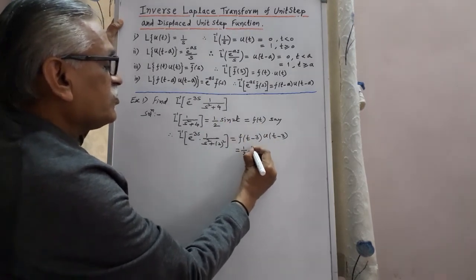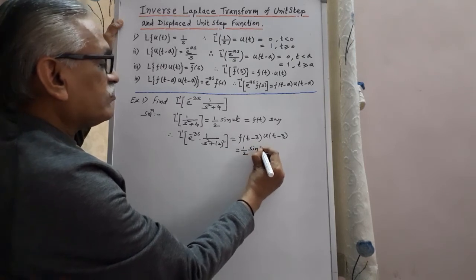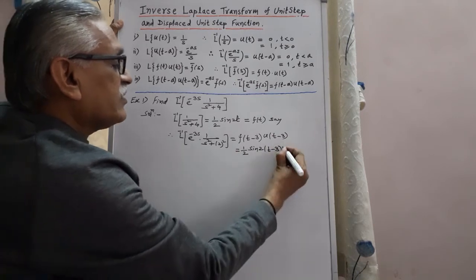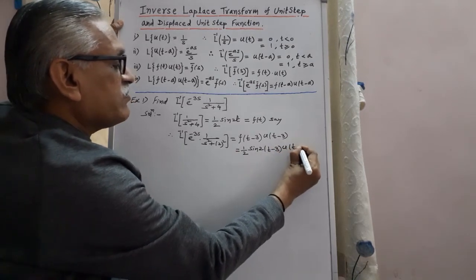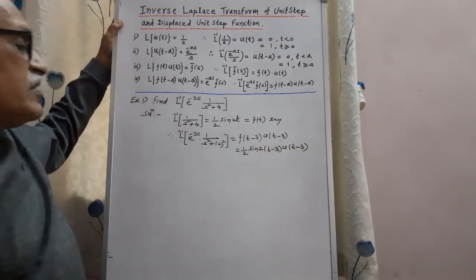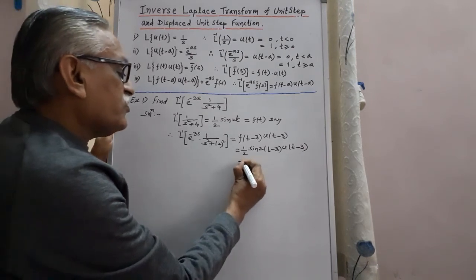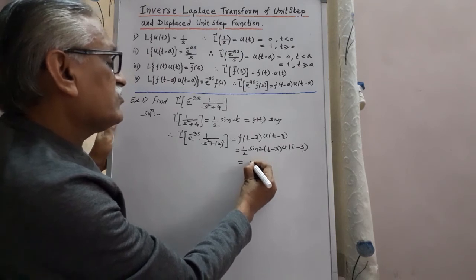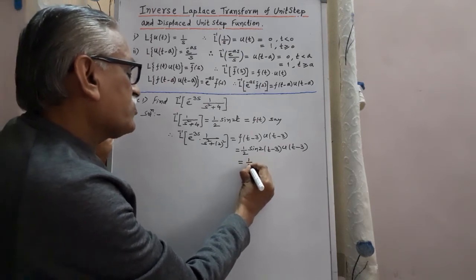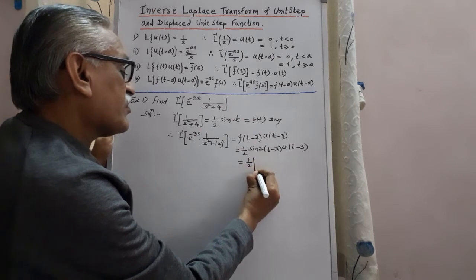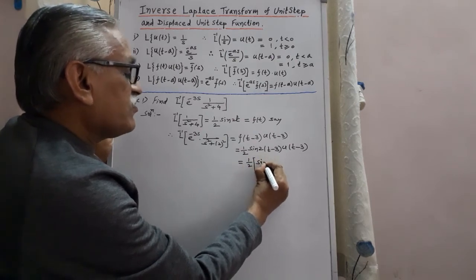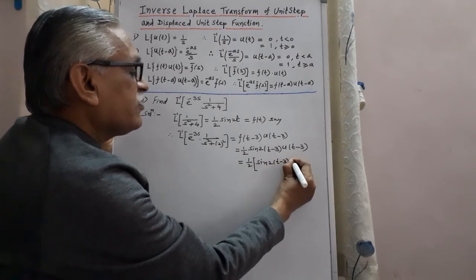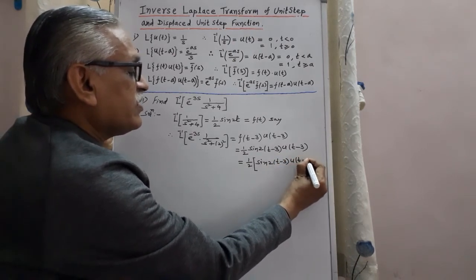And therefore it is equal to, replacing t by t minus 3, we get 1 by 2 sine of 2 times t minus 3 into u of t minus 3, and it is equal to one by 2 times sine of 2 times t minus 3 into u of t minus 3.